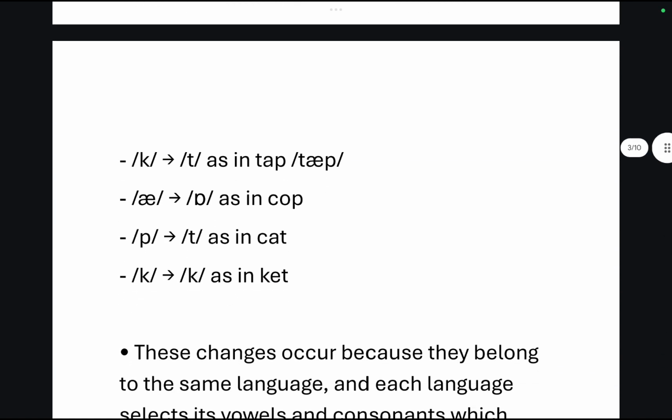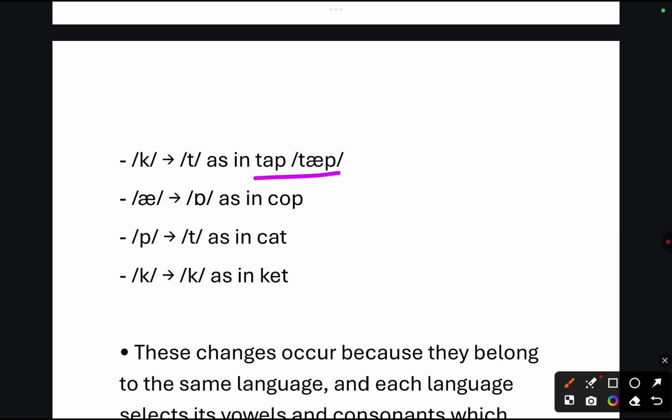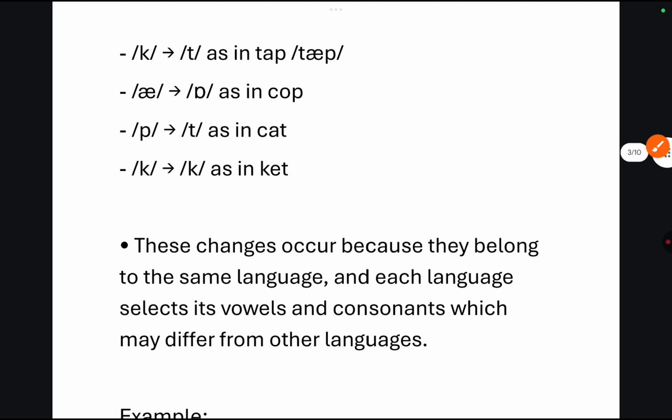Now you can see other examples. The t in type, you can say cop. This is the sound, this is the phoneme. For the word, the sound is o, and here it is t. In cat, you can see k in cat. So I hope you can understand it.